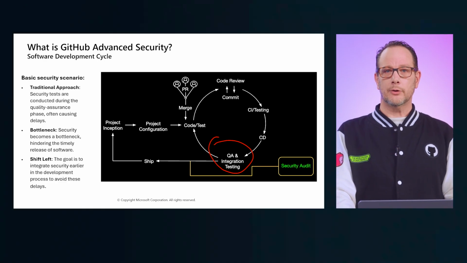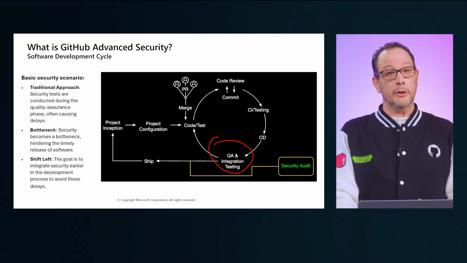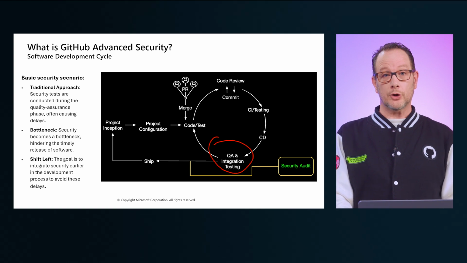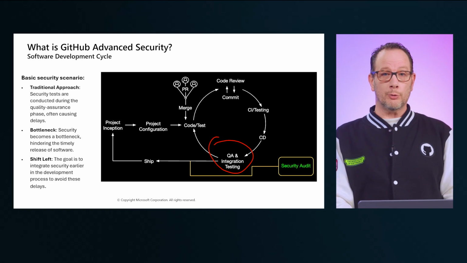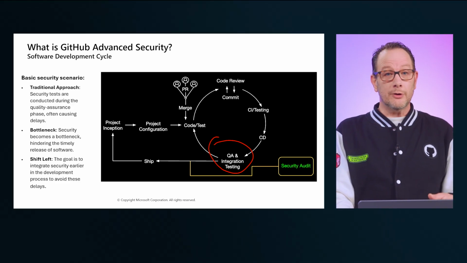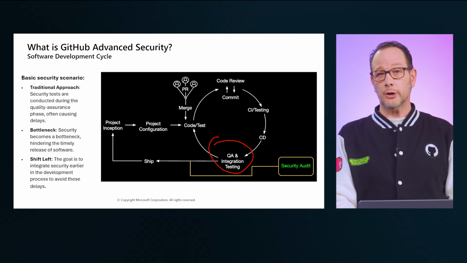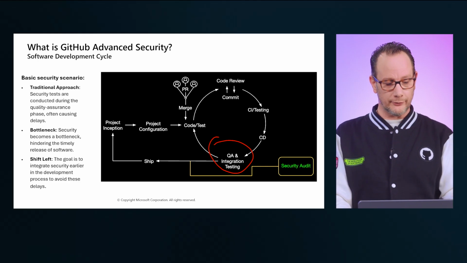In this scenario, security usually ends up becoming a bottleneck to shipping the software. This situation is what your company most probably wants to, and maybe even needs to, fix by what we earlier called shifting security left.